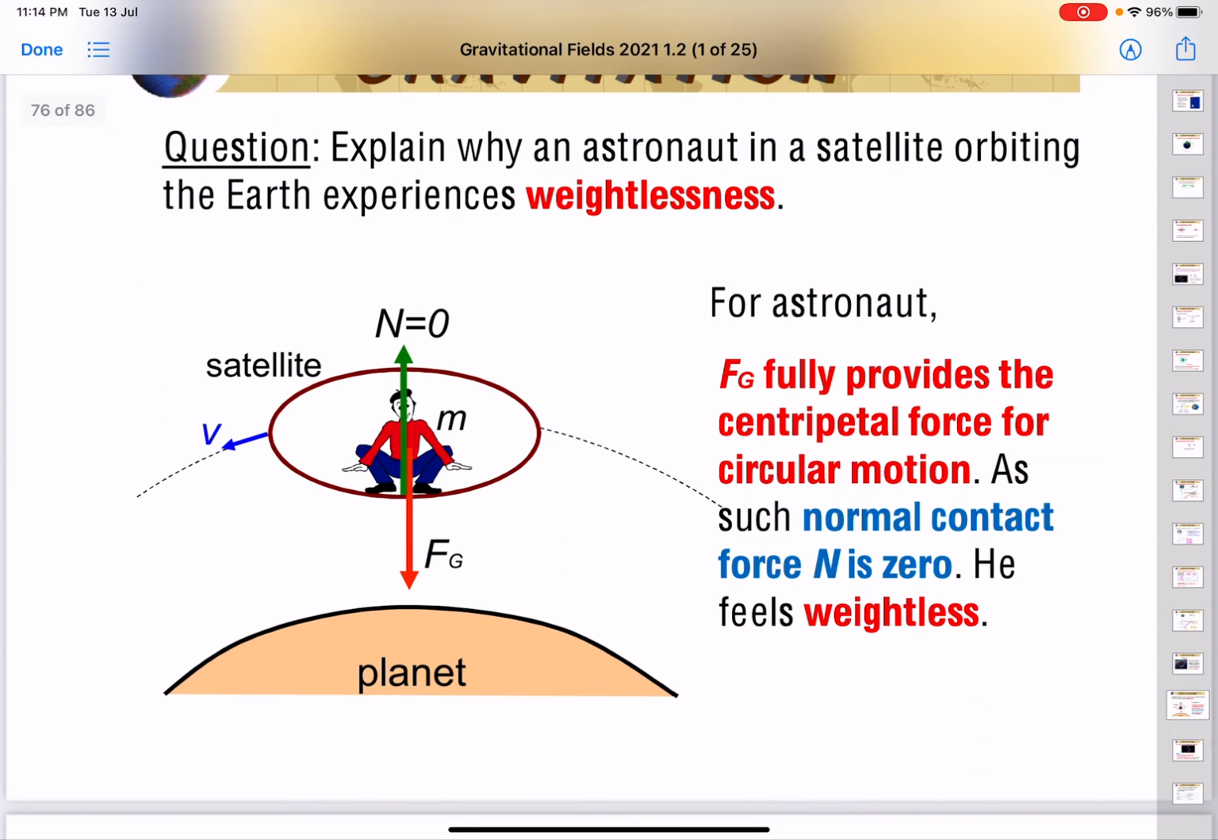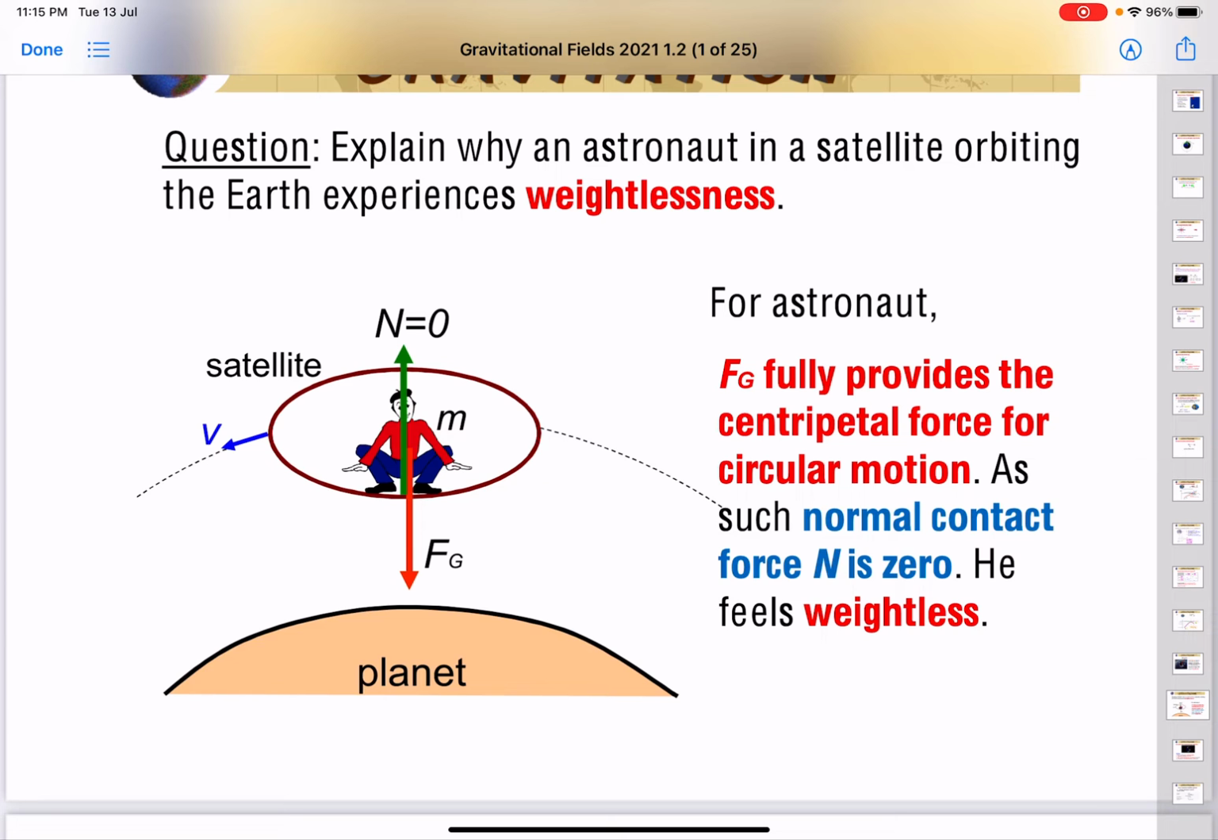So we can also answer one of the questions that I hinted at in the very first lecture. Why does an astronaut in a satellite orbiting the Earth experience weightlessness? This is what we commonly see in videos of astronauts floating around in spaceships, and also when we read books or watch movies about space travel. So why does an astronaut experience weightlessness?